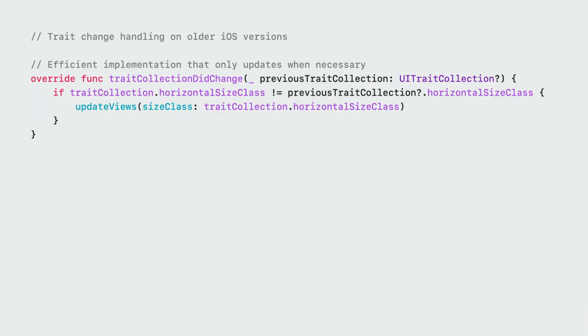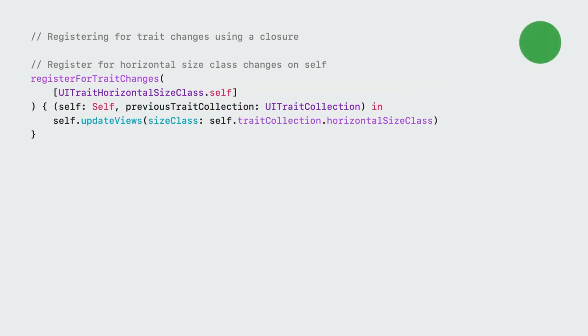I'll start by explaining how to update an existing implementation of trait collection did change. Here's my existing implementation. Note how I check whether the horizontal size class trait changed before calling update views, as that method only relies on this one trait. If you need to keep using trait collection did change because you are deploying your app to older iOS versions, make sure that your implementation checks whether the specific traits that you care about have changed. Now I'll replace this implementation with the new trait registration methods in iOS 17.